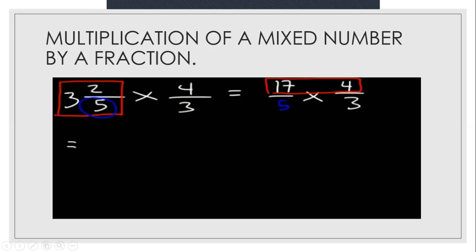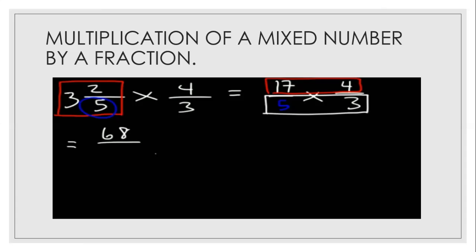Let's see. Times 4, that's going to be, well, 10 times 4 is 40, 7 times 4 is 28, 40 plus 28, that's going to give me 68. And then I need to multiply 5 times 3, which will give me 15. So this is my answer as an improper fraction, but I'm going to convert it back to a mixed number. And so let's use long division.